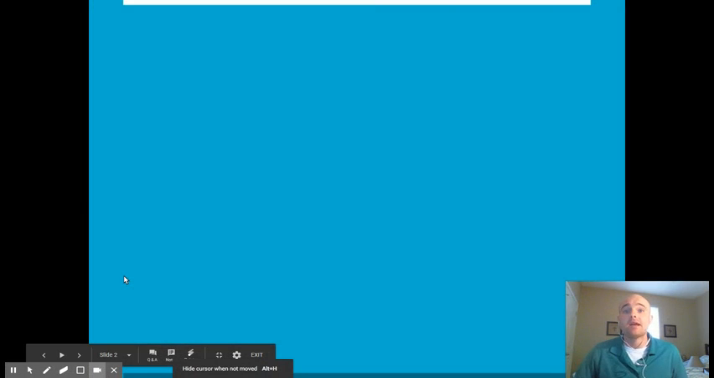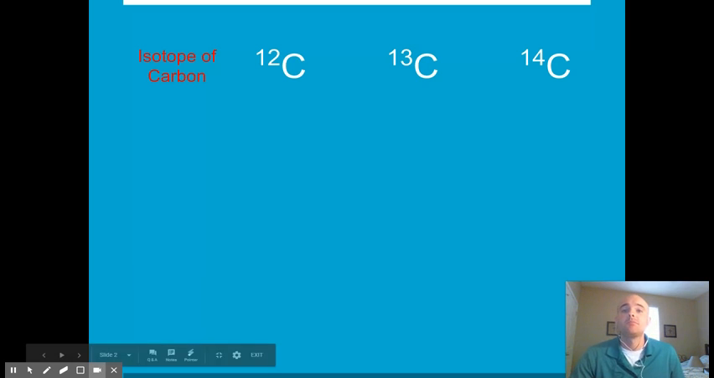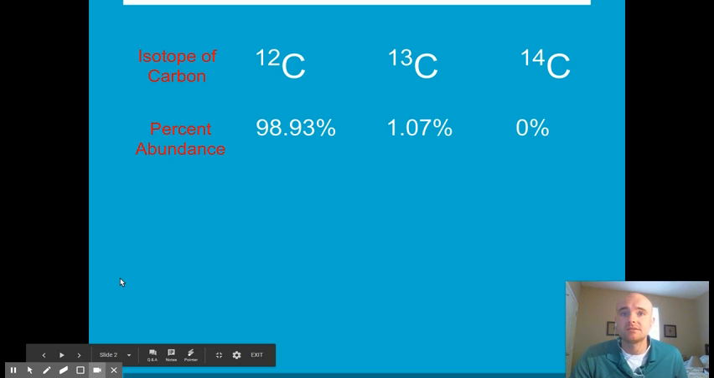To calculate average atomic mass, we need to know 2 things. We need to know the isotope that we're dealing with, but we also need to know the percent abundance. These percent abundance values will be given to you always. There's no need to ever memorize them. And I will also tell you the isotopes that you'll be working with.